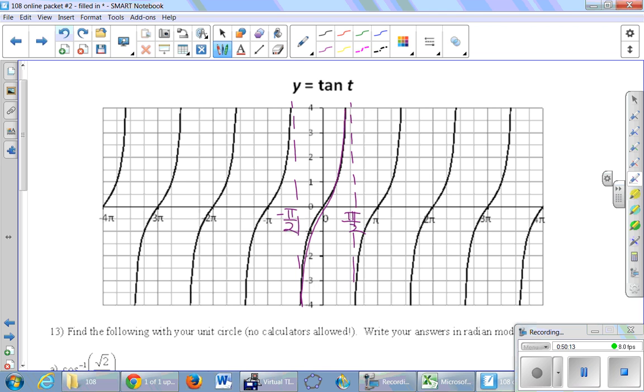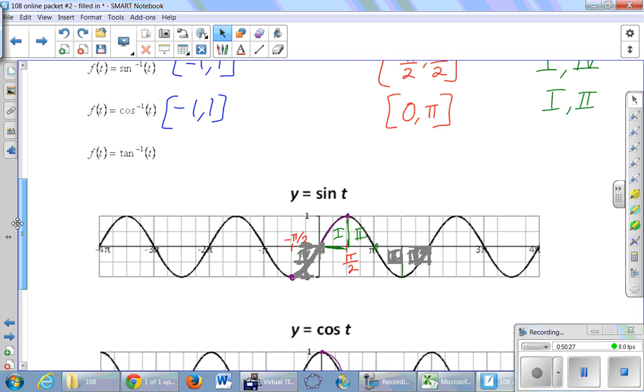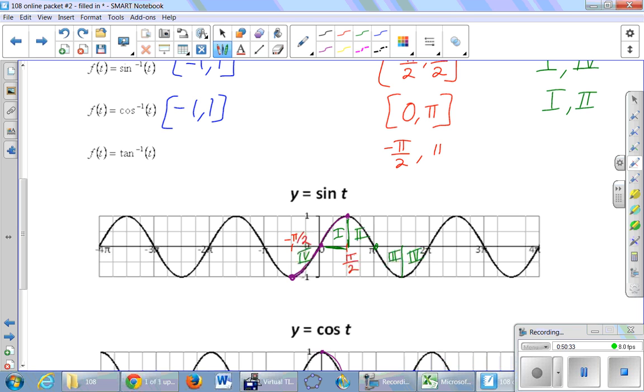The only difference here is that pi over 2 is never part of the graph. It never hits up there. It's an asymptote. So instead of including pi over 2, it's actually going to be parentheses because pi over 2 is not an allowable answer. So let's go back and fill in. So we just decided that negative pi over 2 to pi over 2 goes here, but it's not including either one.